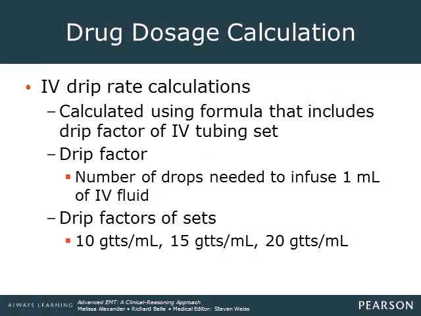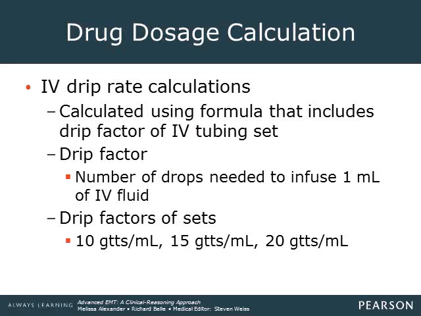Now, look at the bottom line on this slide. The macro drops are 10, 15, or 20 drops per milliliter. The micro drop, which is not on this slide, is 60 drops per milliliter. So it all ends up being the same. It's just how easily and how quickly you can get there. It's easier to count 10 big drops than it is 60 little drops.